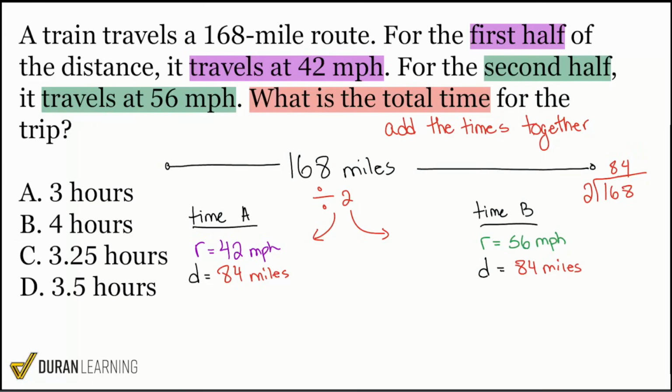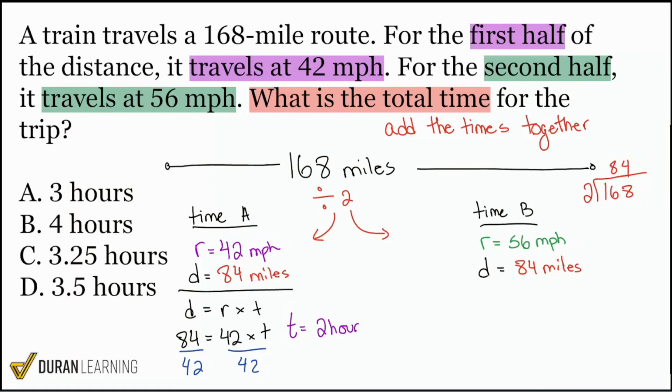That's the biggest problem, everybody. Again, the story matters more than the numbers. Now that we're here, let's figure out the time for each. Distance equals rate times time. So we have 84 equals 42 times t. Everyone, when I divide both sides by 42, what do we get? 84 divided by 42. How many times does 42 go into 84? That's going to be 2. So my first time period is 2 hours.